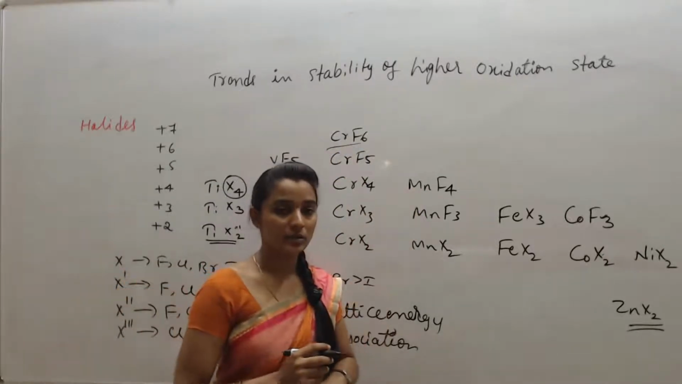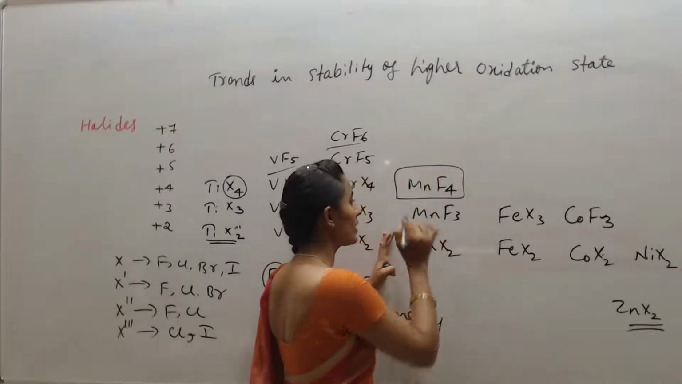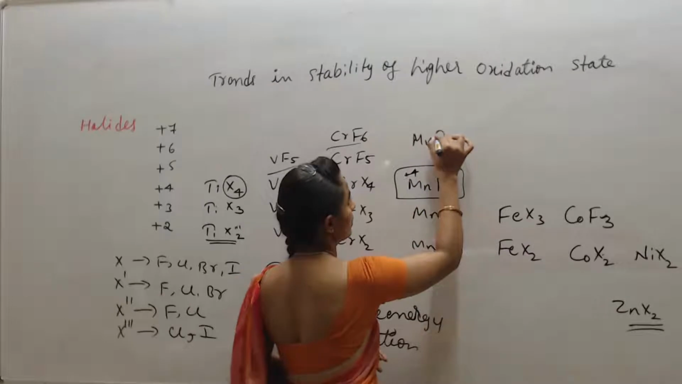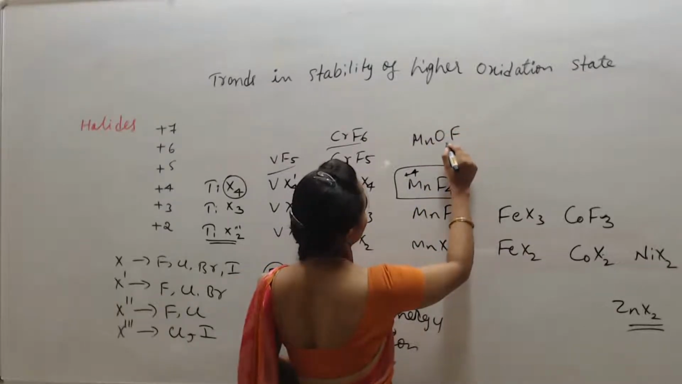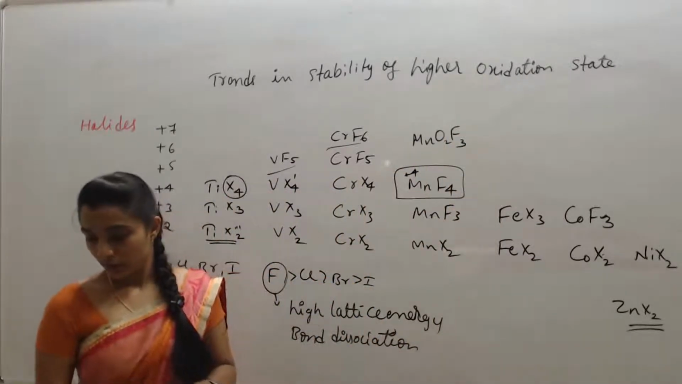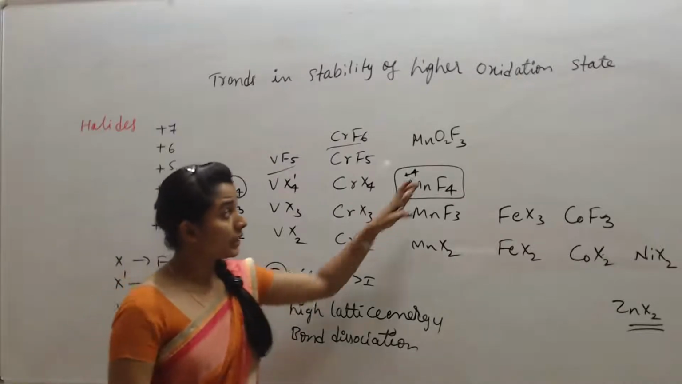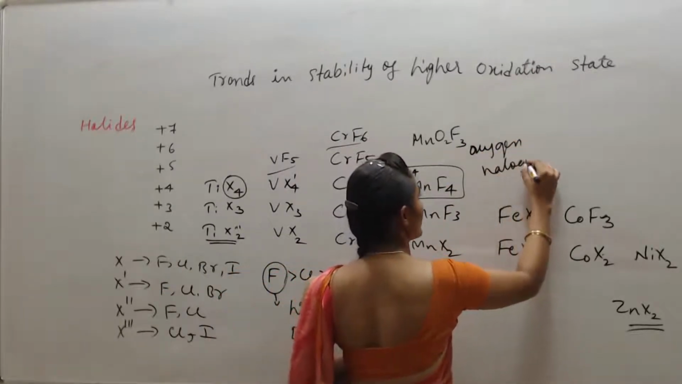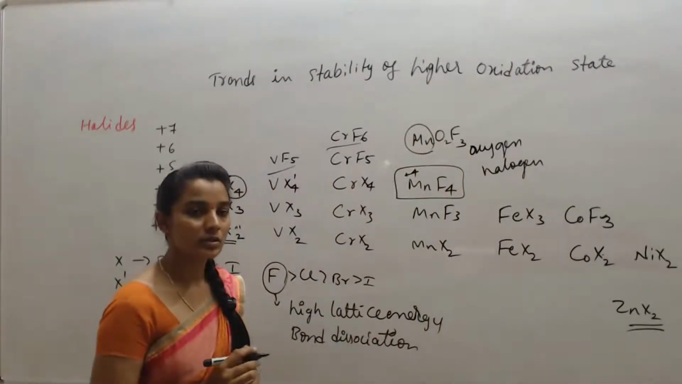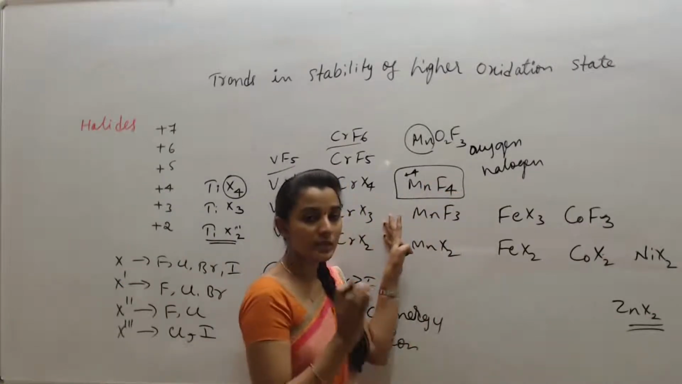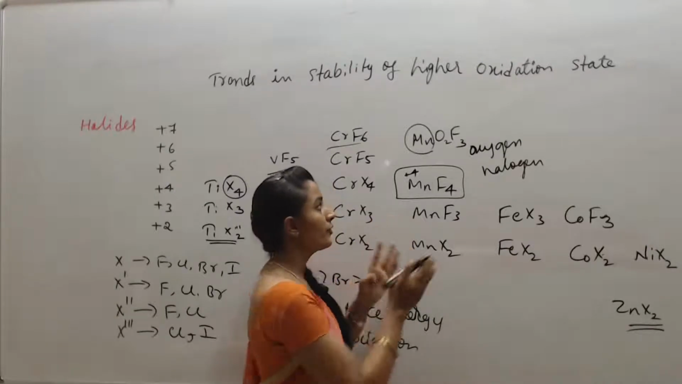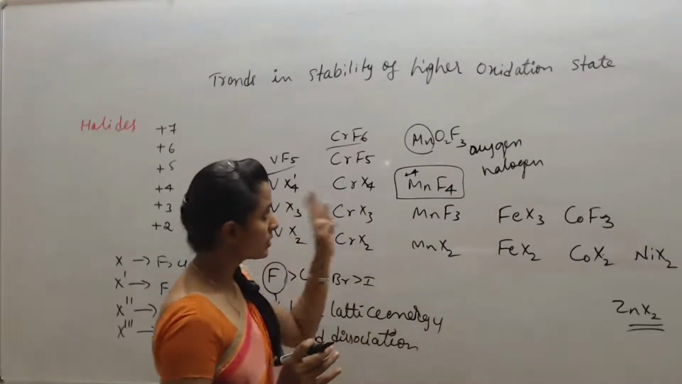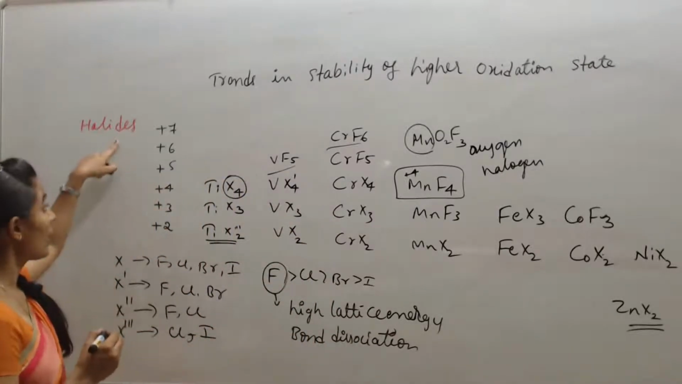But what happens in manganese? In manganese, the higher oxidation state stabilized by halide is only +4. But if it is present with oxygen, then what happens? It stabilizes higher oxidation states. If oxygen and halogen both are present, then only this stabilizes the higher oxidation state. It means in manganese compounds, halide alone, especially fluoride, never stabilizes higher oxidation states. If it is along with oxygen atoms or oxo ions, then only they stabilize higher oxidation states. So this is all about the stability of higher oxidation states in halides.